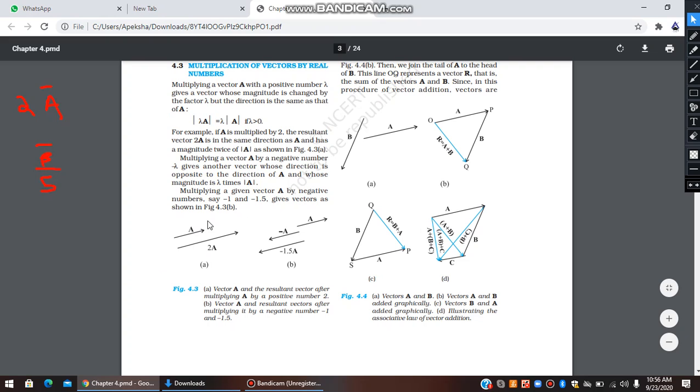So here is an example. There is a vector a bar, and when I multiply it by 2, can you see the length is doubled, but the direction remains the same. When we divide it, the same thing will happen.